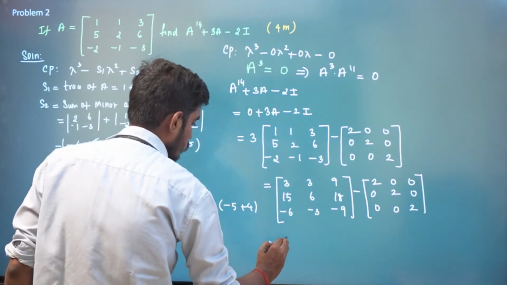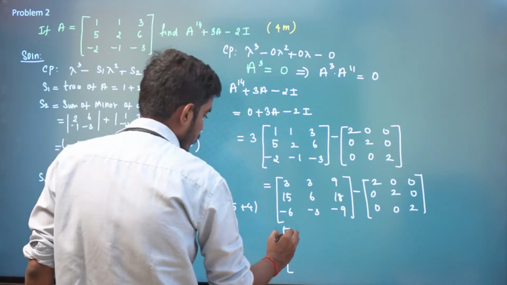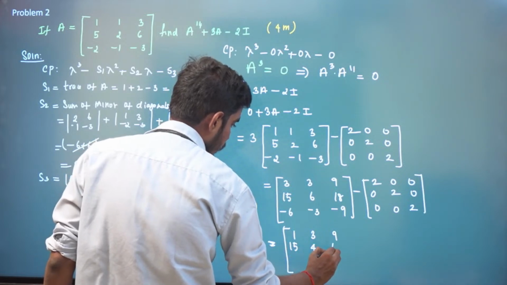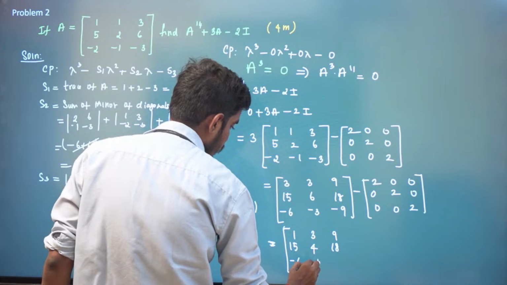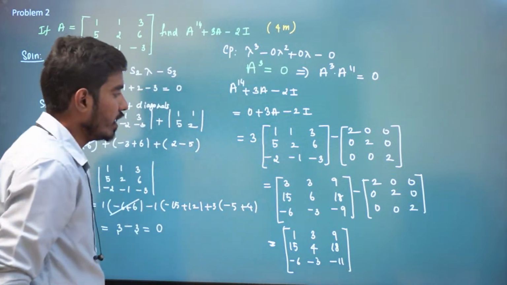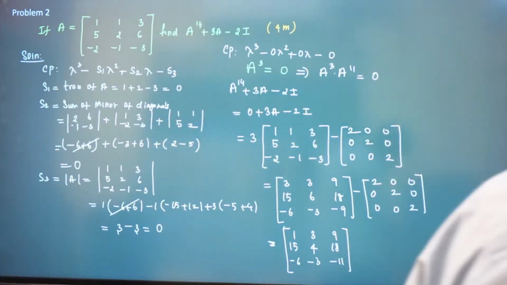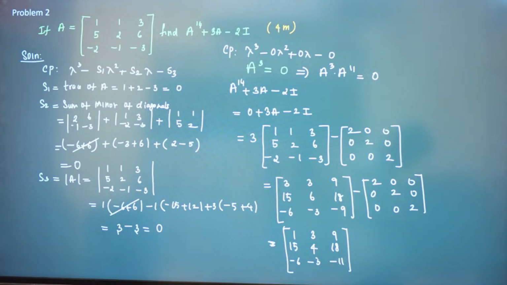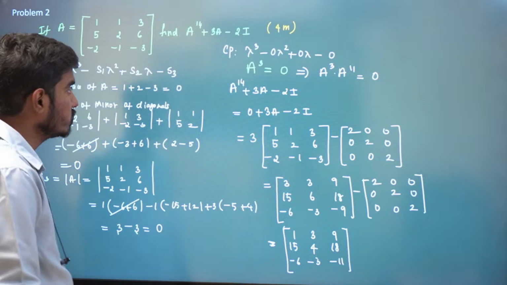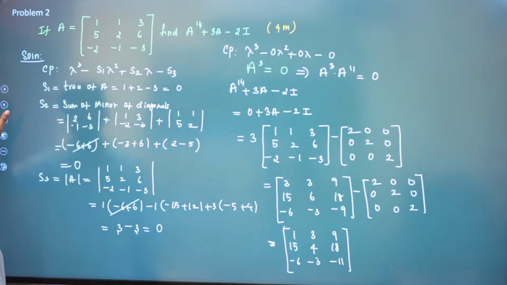So subtract these two. 13 minus 2 is 11, then 1, 3, 9, 15, 16 minus 2 is 4, 18, minus 6, minus 3, minus 9, minus 2 is minus 11. This is the value of A power 14 plus 3A minus 2I. So 1, 3, 9, 15, 4, 18, minus 6, minus 3, minus 11 is our required value of A power 14 plus 3A minus 2I. So very simple problem. So we'll move on to the third one.